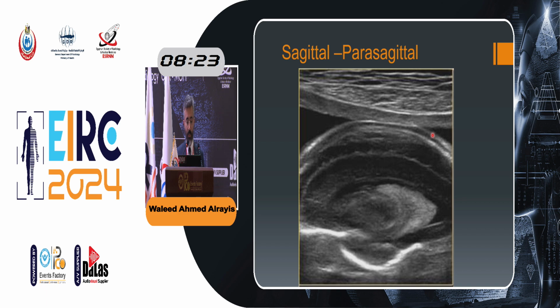The parasagittal plane is really simple, and we can only assess the ventricles, their body, the choroid plexus, and the atrium. Of course, the parietal lobes or cortex of the brain.